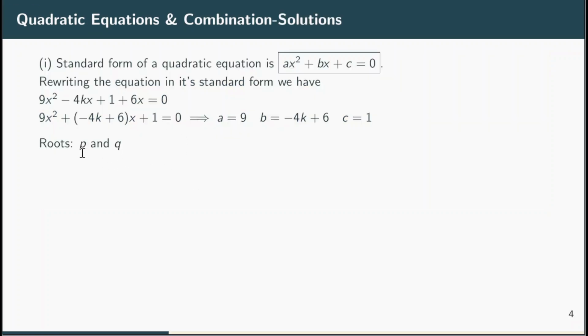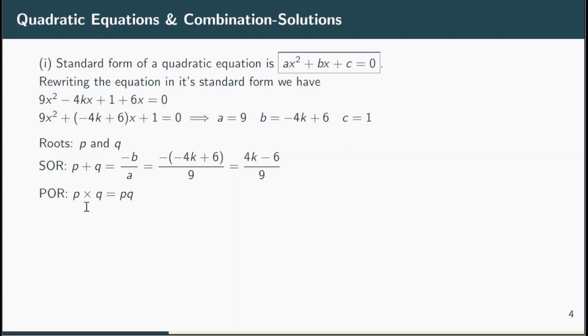So the sum of the roots becomes p plus q, which is given by negative b divided by a. So I'll be having negative, and b is all of this expression, then divided by a, and a is 9. So when I distribute the negative into the bracket, I'll have 4k minus 6 divided by 9. So this is the sum of the roots p and q. What about the product of the roots? The product means I multiply the roots, so p times q, which is pq, and is given by c divided by a. c is 1, and of course a is 9, so I have 1 over 9 as the product of the roots.